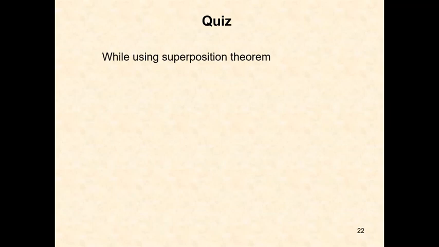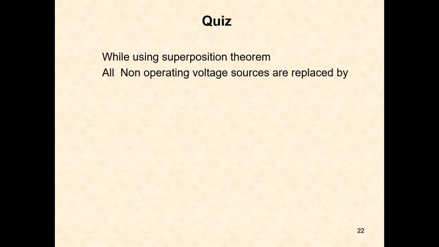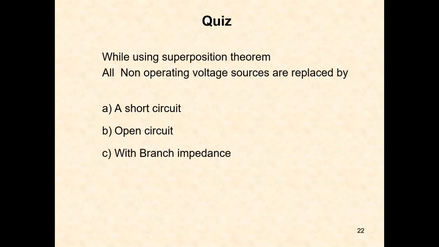Take that and tell me: by using the superposition theorem, all non-operating voltage sources are replaced by what? A short circuit, an open circuit, the branch impedance, or none of the above. The question is, all non-operating voltage sources are replaced by what? That voltage source must be replaced by a short circuit.